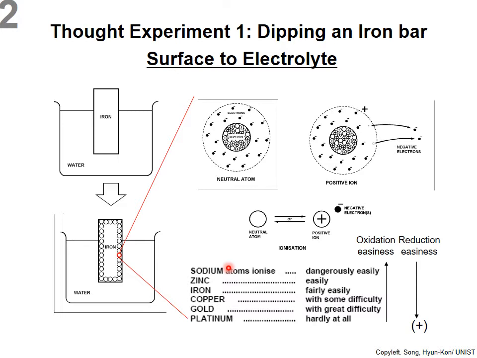We learn about the reduction potential, and the values of reduction potential follow the direction of reduction easiness. Therefore, the reduction potential of platinum is the most positive value, or the highest value. On the other hand, sodium would have its reduction potential at the lowest value, or the most negative value. So the reduction potential follows the reduction easiness.